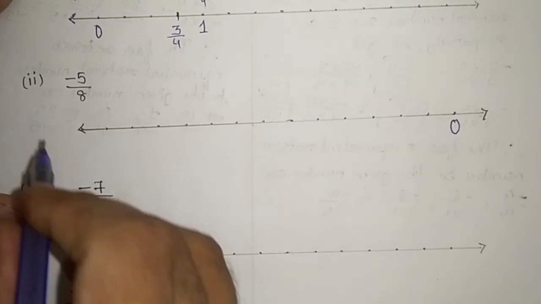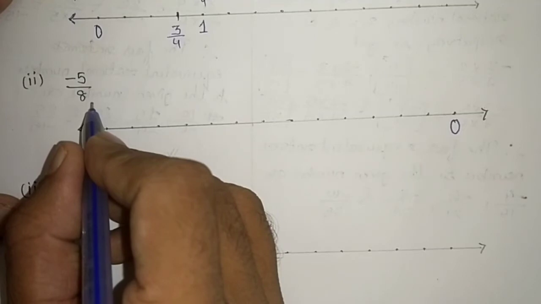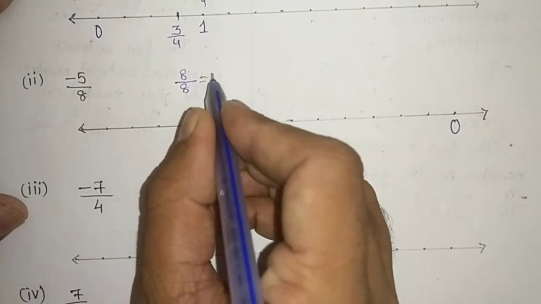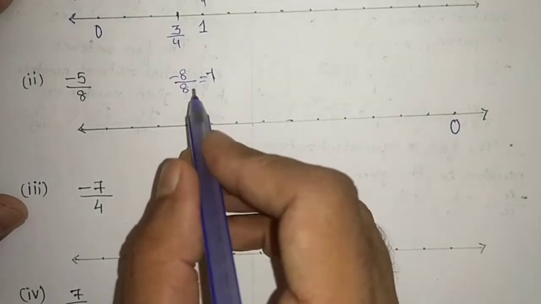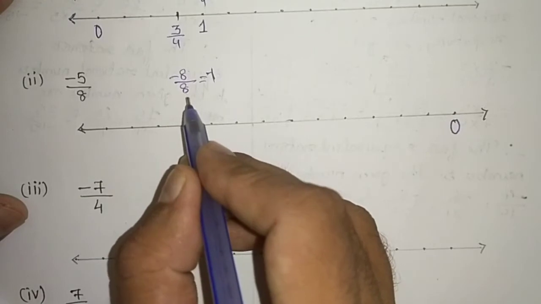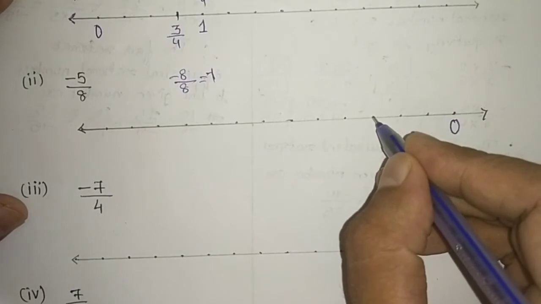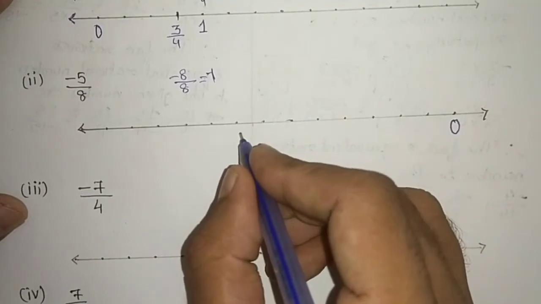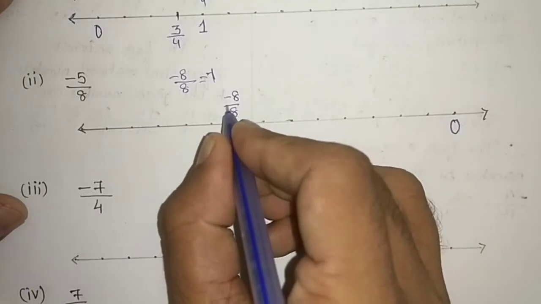Now here the denominator is 8. Third step, to identify where my 1 will lie. So 8 parts out of 8 parts will give me -1, right? Here it is minus, that's why. So I want to divide the number line into 8 equal parts. Let me calculate. 1, 2, 3, 4, 5, 6, 7, 8. This will be my -1. That is -8 upon 8.